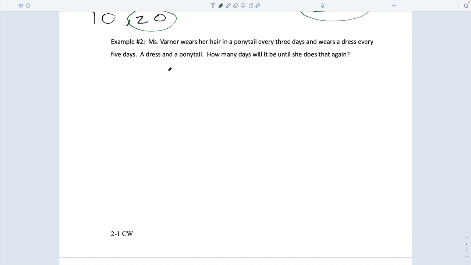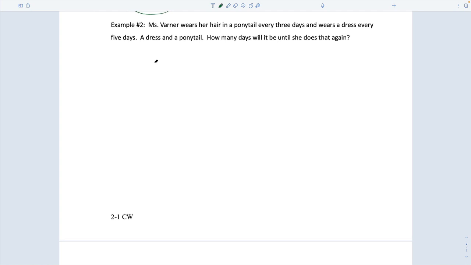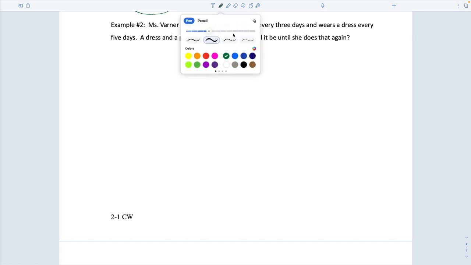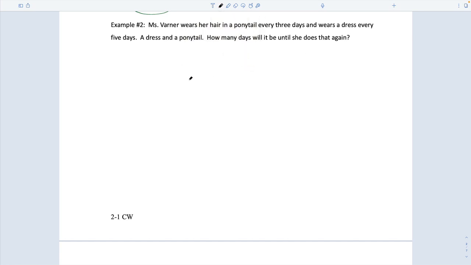Example 2. Read it for me, please. Kinley: Mrs. Varner wears her hair in a ponytail every 3 days. She wears a dress every 5 days. A dress and ponytail. How many days will it be until she does that again? What is it actually asking me to find, Henry? The multiples of 3 and 5. And the lowest one, because I want that next day. So let's circle 3 in your problem. Circle 5 in your problem. This is just the same thing as example 1 in a word problem form.